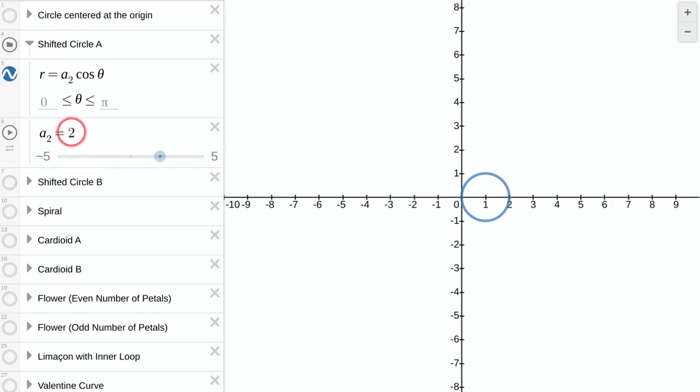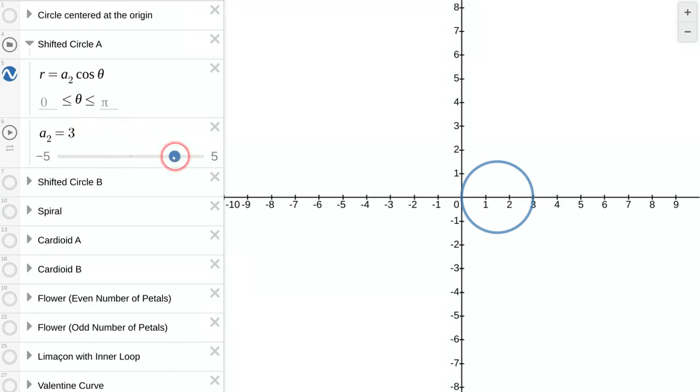That makes us think that the radius can just be half of this number. But to verify our claim, we should try some other numbers. Let's go up to 3 and see what's going on. You can see that it hits the 3, and the other side of the circle always stays at the origin. The center of the circle is at 1.5 and then 0, and the radius is 1.5, which is half of this number.